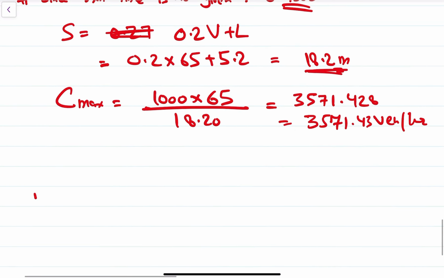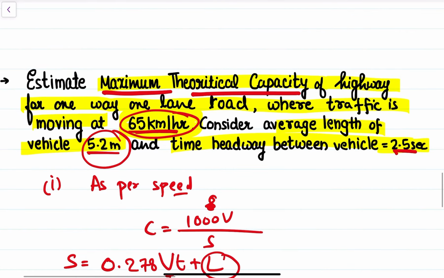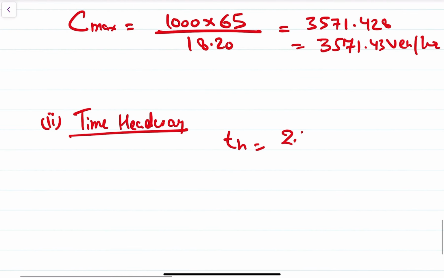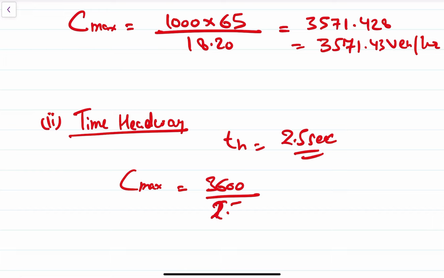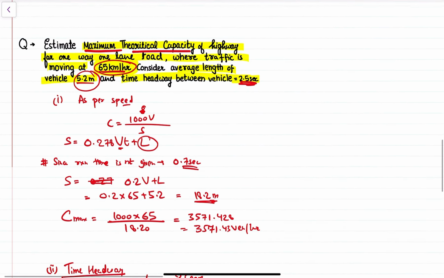Okay. With respect to time headway, that was given to us in the question as 2.5 seconds, right? So C max will be 3600 divided by 2.5, so that will be 1440 vehicles per hour, right? So like this, you solve the numericals. Okay, simple. Just put the values, get the answer.